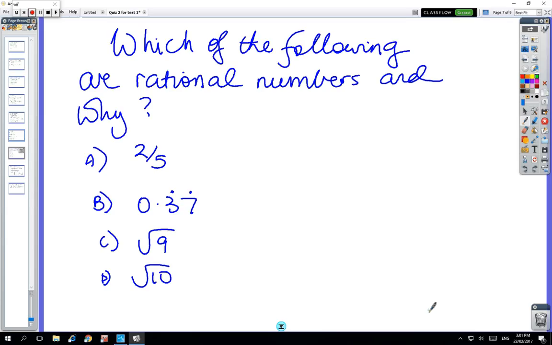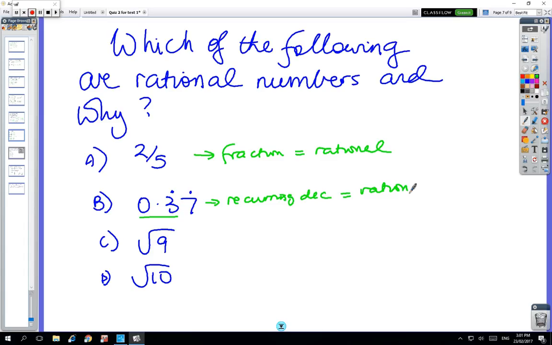So this number's a fraction, so a fraction's rational. That's straightforward. This number here is a recurring decimal, and as soon as you have a recurring decimal, they're rational straight away. Next one, the answer is just 3, and that's a whole number, so it's an integer, and integers are rational.